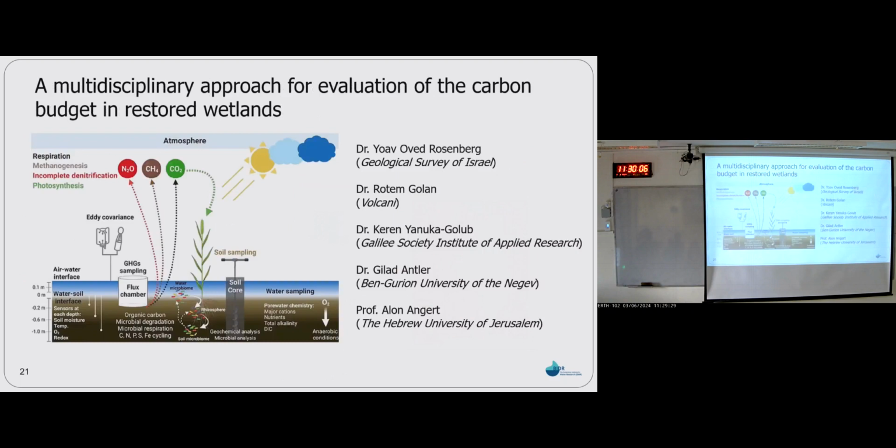A big project we are starting now, together also with Alon, in which we are trying to understand the carbon budget in restored wetlands in Israel. So different PIs from different disciplines, so each one is focusing on a different perspective. We are focusing on sampling, actually seeing what is happening, so the other groups can correlate their insights. And we're just starting, and this is for a 4 to 5 year project, still debatable.